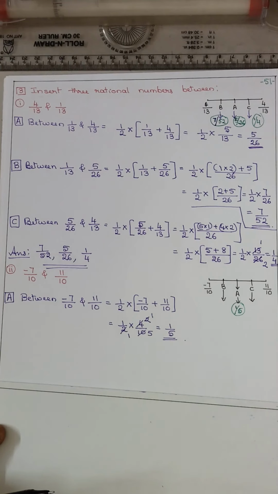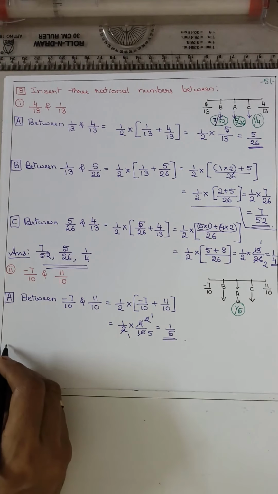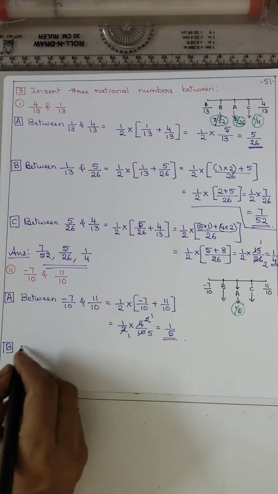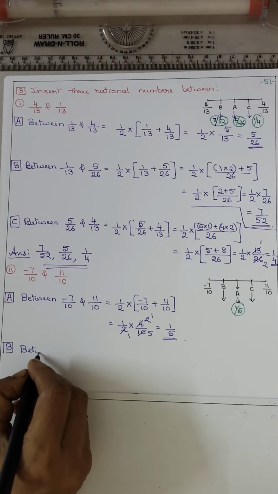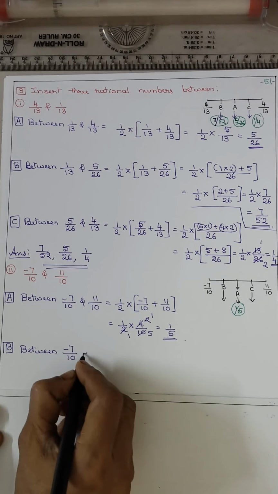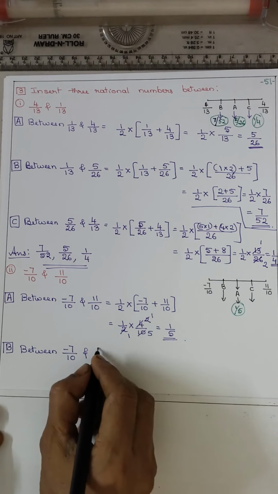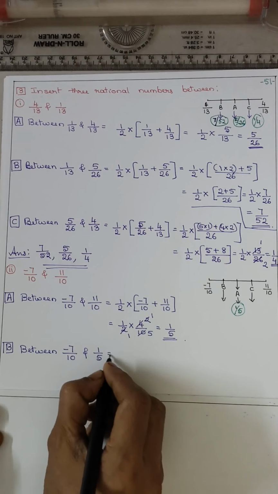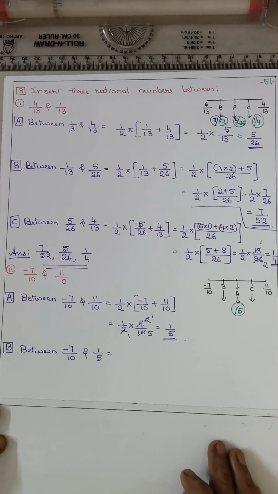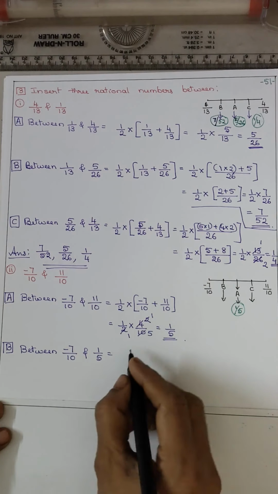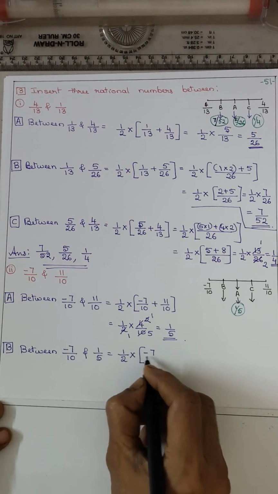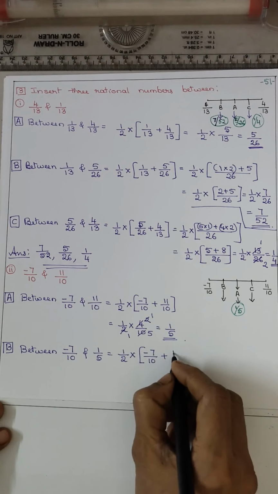Now coming to B. For B, we have to take minus 7 by 10 and A, that is 1 by 5. The answer we got, the first, the left-hand most one. So now half into minus 7 by 10 plus 1 by 5.